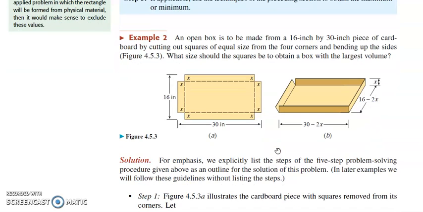So an open box is to be made from a 16-inch by 30-inch piece of cardboard by cutting out squares of equal sides from the four corners and bending up the sides. So what size should the squares be to obtain a box with the largest volume? So here you are given a 16 by 30 inch cardboard.